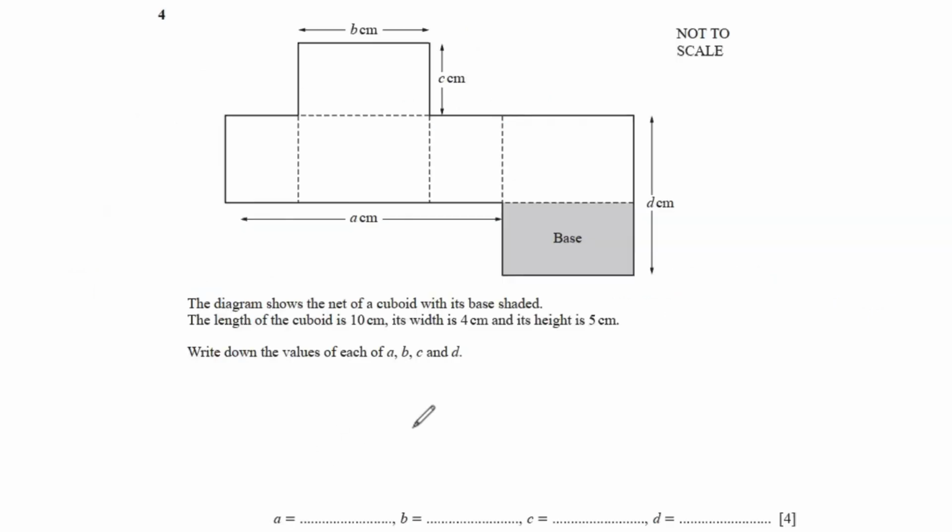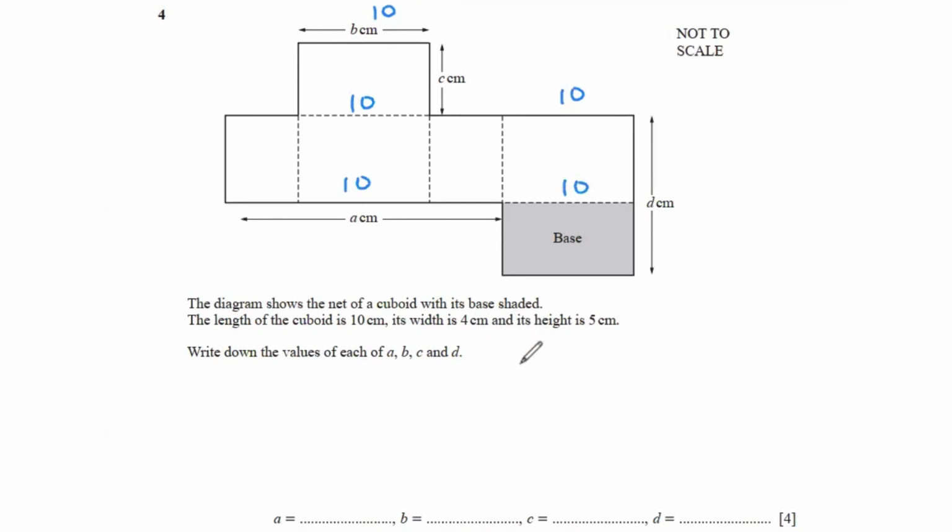Question 4 says the diagram shows a net of a cuboid with its base shaded. The length of the cuboid is 10 centimeters. Its width is 4 and the height is 5 centimeters. Write in the values of A, B, C, and D. If the length of the cuboid is 10 centimeters, that means B is 10. So if this is 10, this is also 10. This is also 10, this is 10, and this is 10.